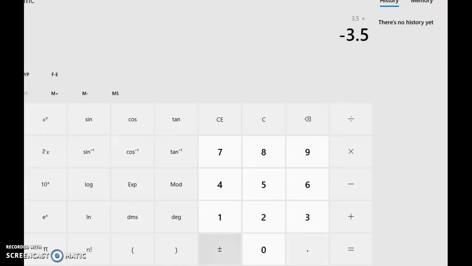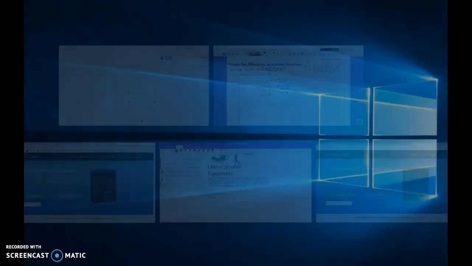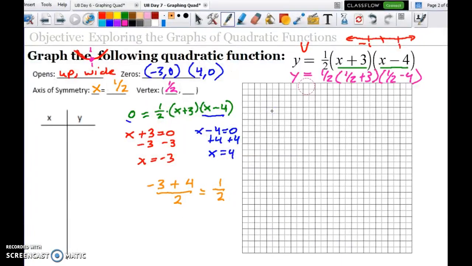You see that? Hit this negative button. It's -12.25, but then I have that 1/2 in front, so I'm going to multiply that by 0.5 one more time. I get -6 1/8. So let's go back to my video here. So I need -6 1/8. So I'm going to write that down there, -6.125. It is 1/8. 0.125 is that 1/8 part.